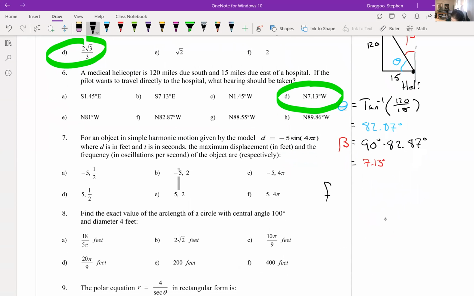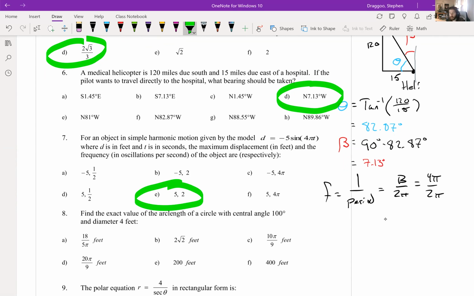So frequency is 1 over the period, which is equal to b over 2 pi. So 4 pi over 2 pi, which means it's going to come out to 2. So option E. Maximum displacement of 5 and a frequency of 2 oscillations per second.